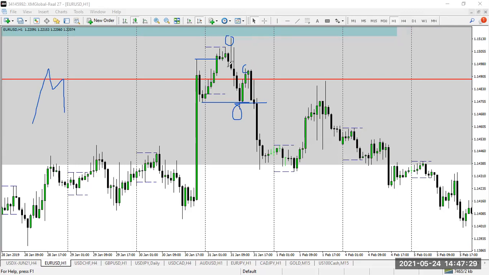So now we have a type 2 reversal on 1 hour inside the daily order block. So this makes the order block valid. The order block is valid. Why? Because we have a lower time frame reversal. We have a 1 hour reversal inside the order block.